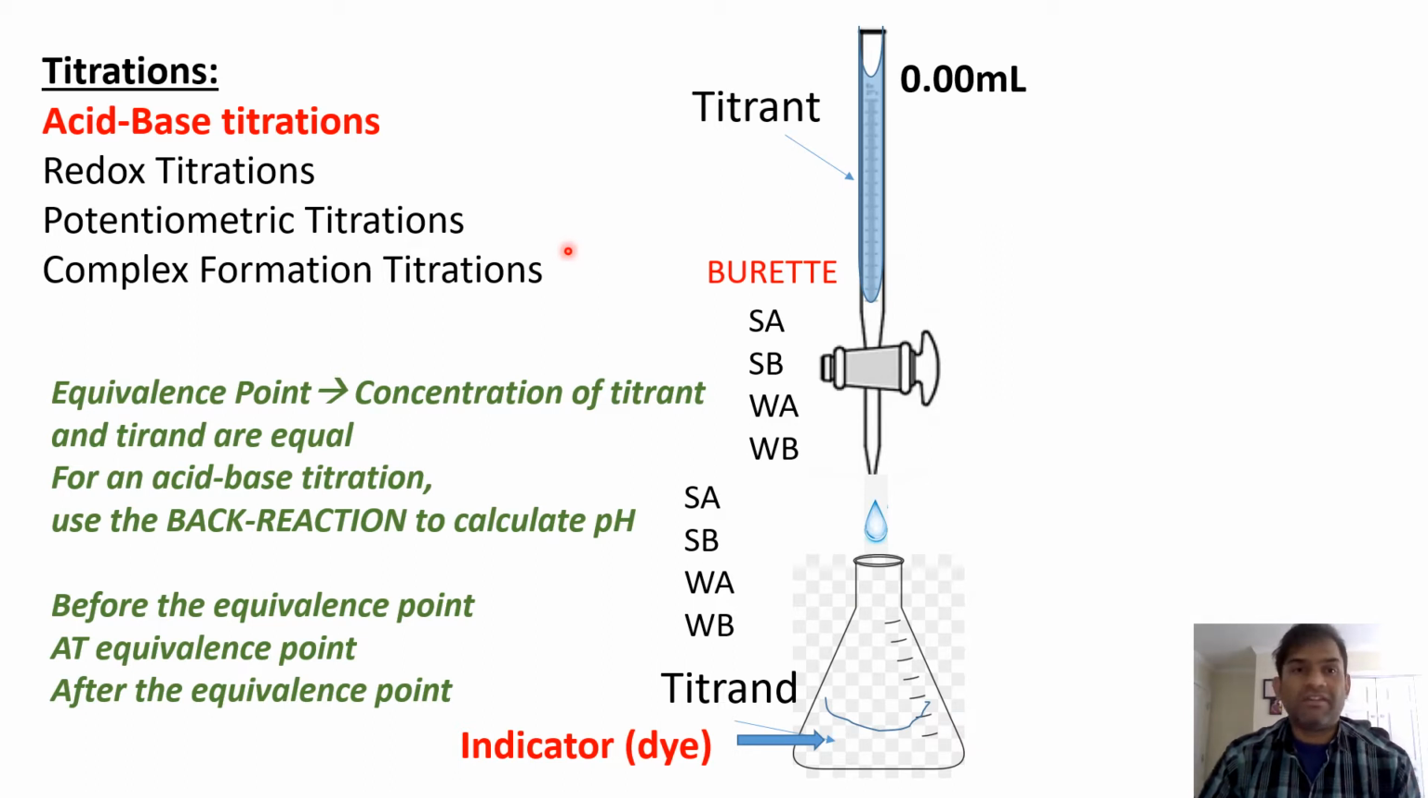we can figure out, in the case of acid-base titrations, which is what we're going to be studying. We'll do a lot of those problems in Gen Chem 2. We basically can figure out the pH.